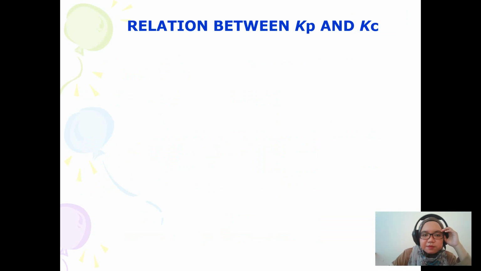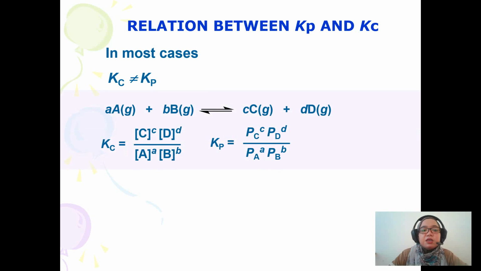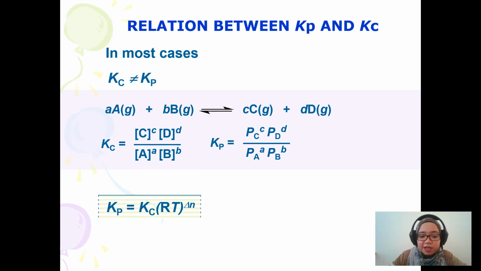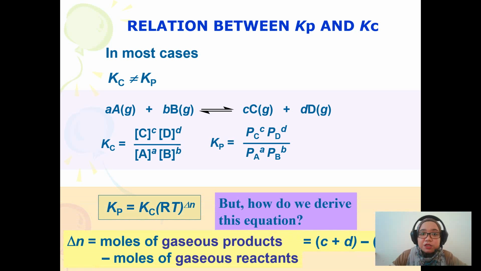So now we are going to look at the relationship between Kp and Kc. In most cases, Kc is not equal to Kp. So Kc is like here and Kp is like that. The relationship that we can use here is Kp equals Kc times RT to the power of delta n. But where does this come from? We are going to look at the derivation of Kp and Kc to get this equation.